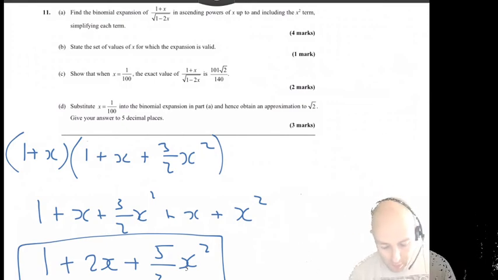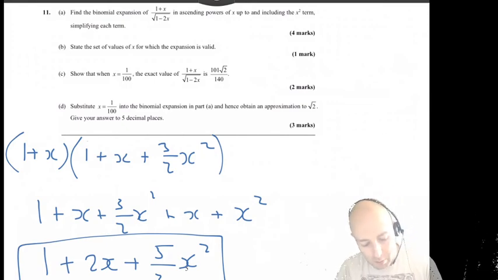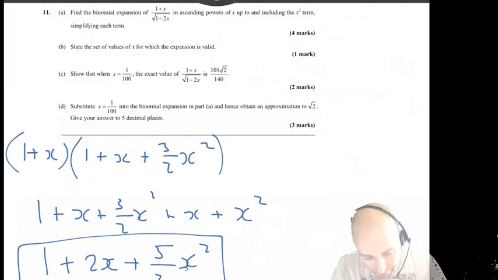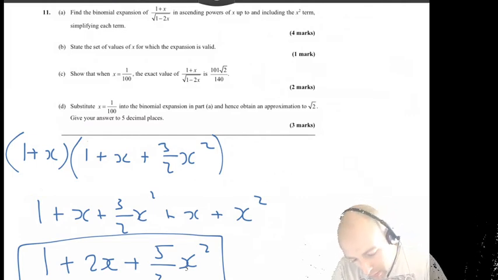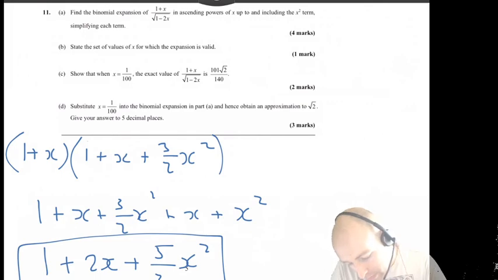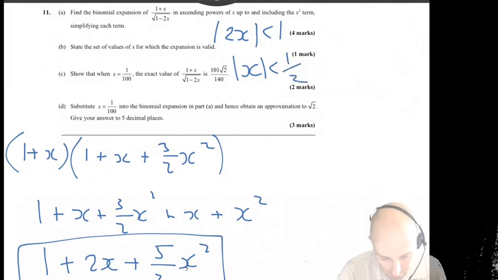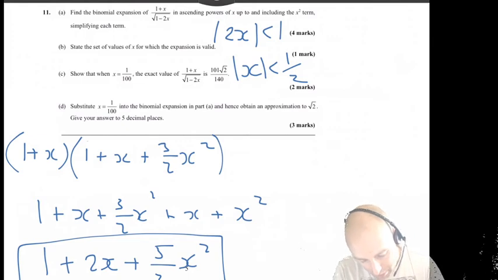Okay, state the range of values for which it's valid. Well, the first bracket would be valid for x less than or equal to 1. The second bracket, we use minus 2x, so we're going to get 2x is less than 1, so therefore x is less than 1 half. Okay, let's keep our expansion.